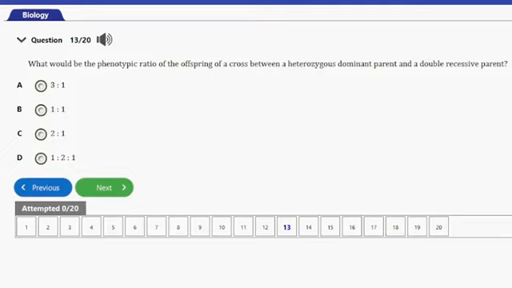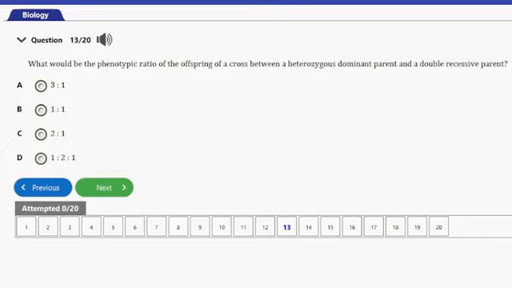So the heterozygous dominant plant is obviously going to have a heterozygous gamete, and then the double recessive is going to be homozygous, right, for the recessive traits. So guys, if you make a cross between these two, you're going to definitely have the ratio 1:1 phenotypically.